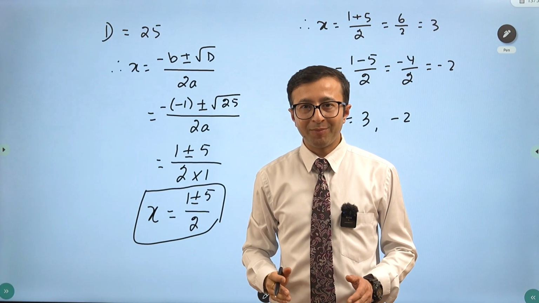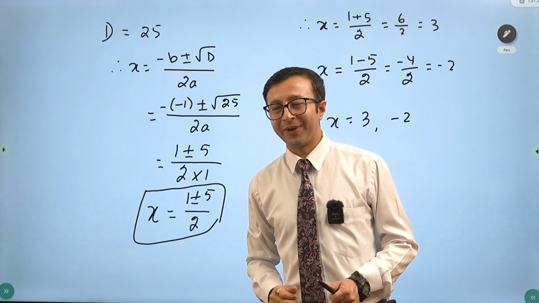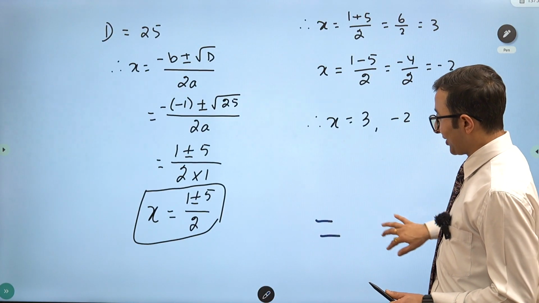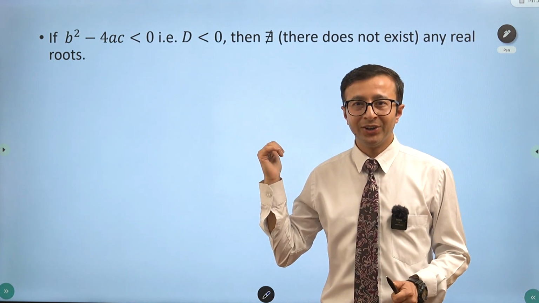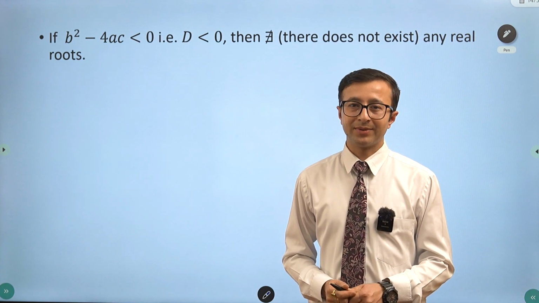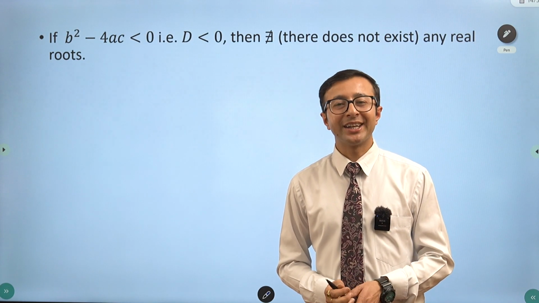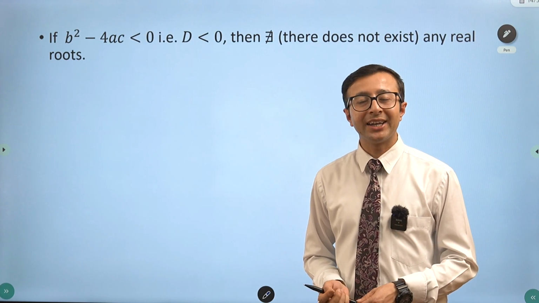Both are real numbers but unequal values. Now next, you can see here, if the value of the discriminant is negative, that means there does not exist any real value.